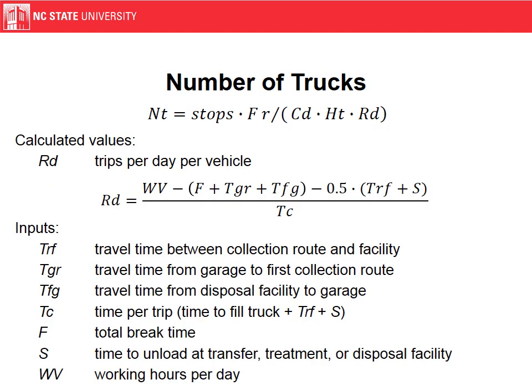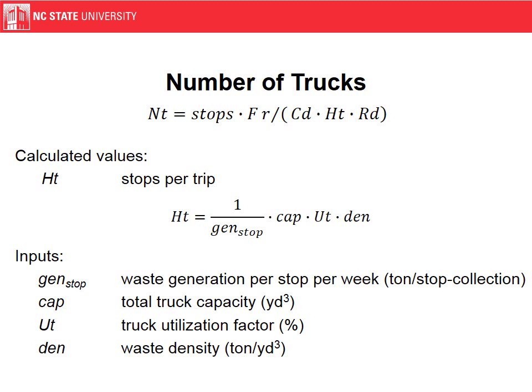And the number of trips per day per vehicle is calculated using the time parameters for travel times, working hours per day, the number and length of breaks, and the unloading time at the transfer facility or treatment or disposal facility. So once those intermediate values are calculated, the number of trucks is found for the collection sector. And the last one is the houses per trip. So that's going to be found by the specified waste generation rate, the amount of waste per stop per collection, and the capacity of the truck, the utilization factor, and the density of the waste stream. So for that, we're going to use some assumed density inside the truck.